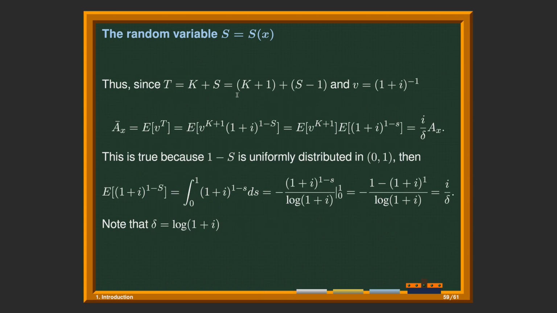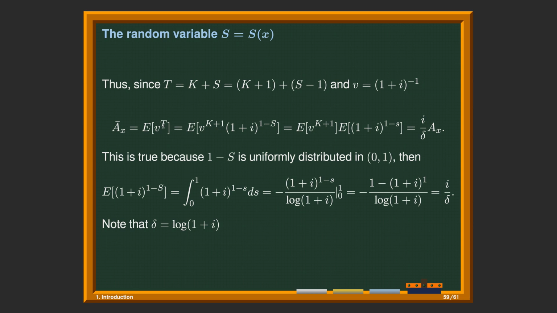Okay, now let's go back. We note that T is K plus S, and we can rewrite it this way: K plus 1 plus S minus 1. And we know that V is 1 over 1 plus I, or 1 plus I to the negative 1. If we go back to our discussion about getting the net single premium of this whole life insurance payable at the moment of death, we know that it is the expectation of Z, where Z is V to the T, for any T greater than or equal to 0.